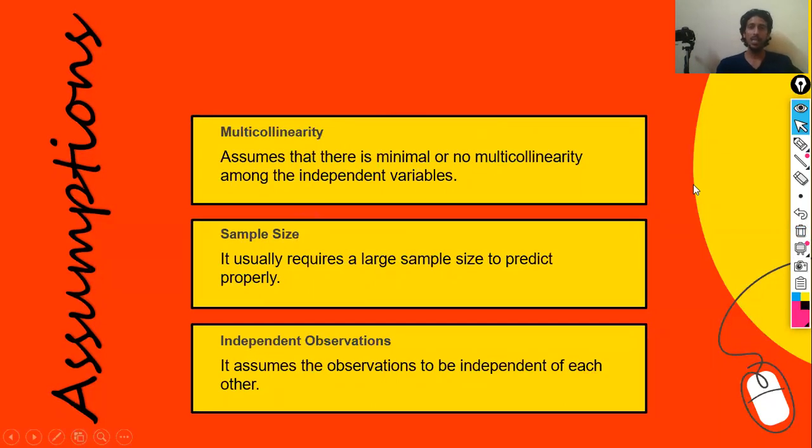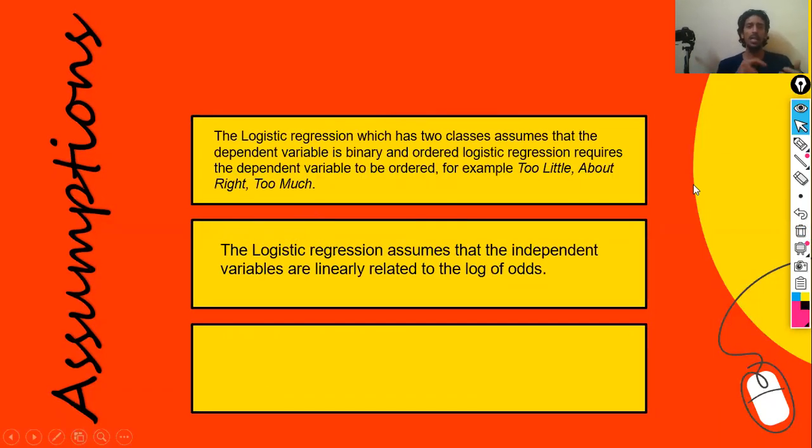Now, the other two assumptions which we have: logistic regression, which has two classes, assumes that the dependent variable is binary and the independent is not. And ordered logistic regression requires the dependent variable to be ordered. For example, too little, about right, too much, your system wouldn't be able to understand this. You will have to tell your system that it is 0, 1, and 2. You have to assign values, this is 0, this is 1, and this is 2, or something like that.